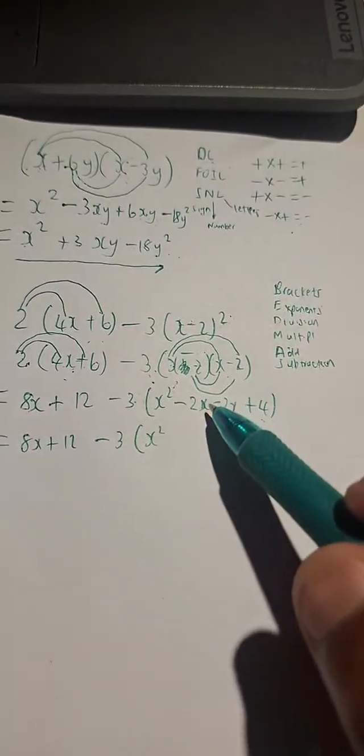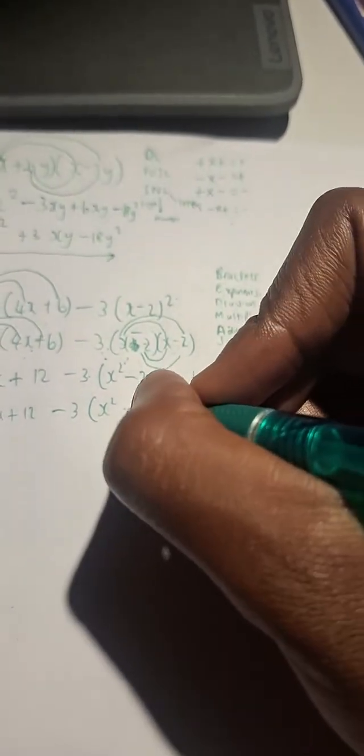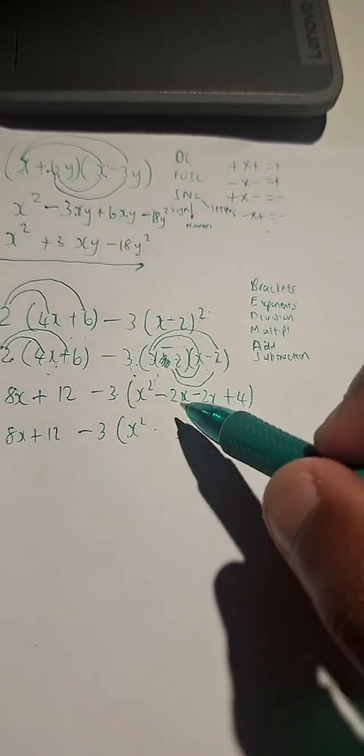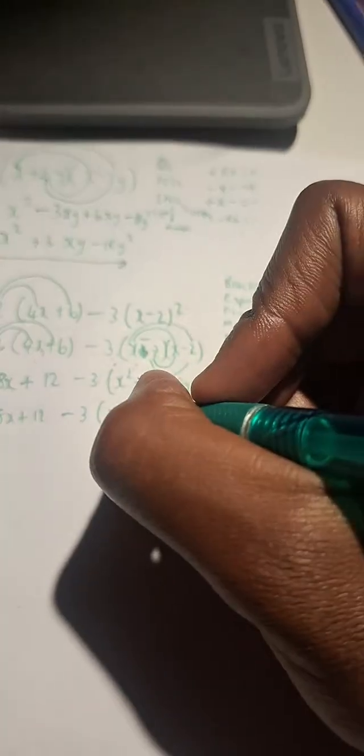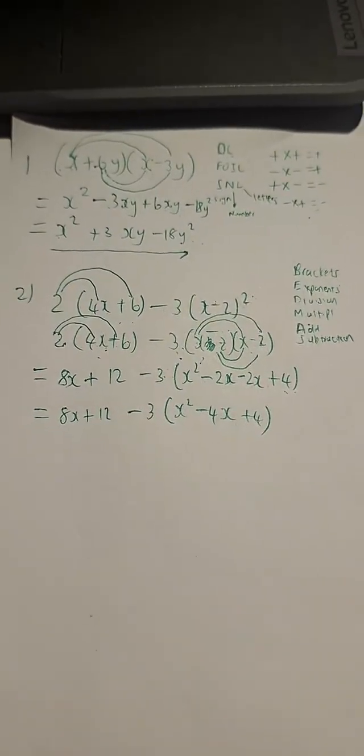We have x squared. What's negative 2x minus 2x? We keep the variable and we subtract the like terms. What's negative 2 minus 2? That gives us negative 4. Then we have that plus 4.